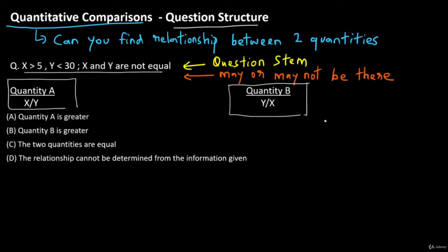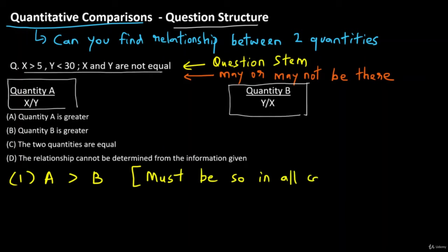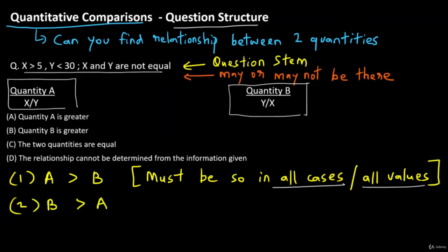Alright, now let's try to understand these 4 options. Option A is quantity A is greater. Alright, so that means if quantity A is greater than quantity B, you need to mark option A. Now remember, this must be so in all cases or for all values, right? It should always be so if this is the right answer. Similarly, if you mark option B, then quantity B has to be greater than A, and it has to be so in all cases and for all values.